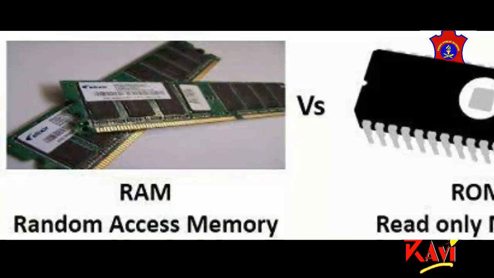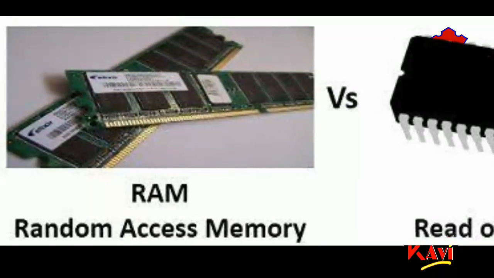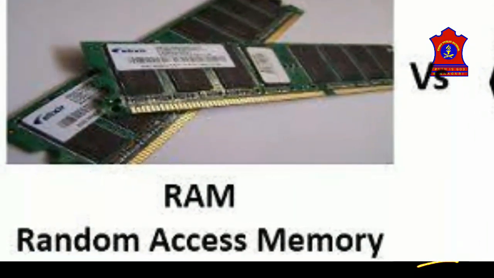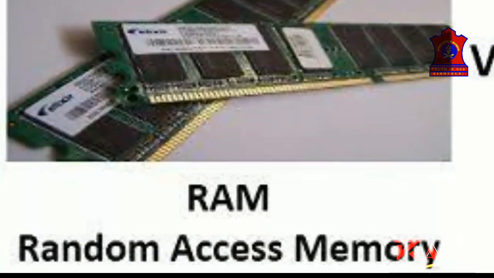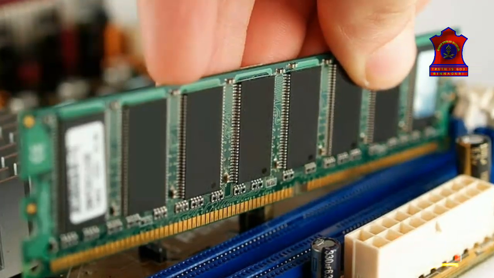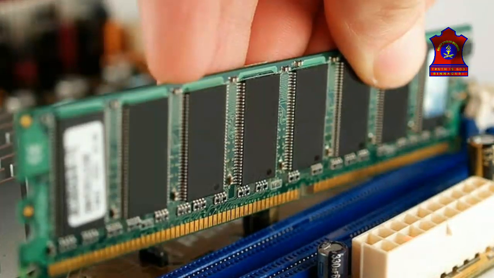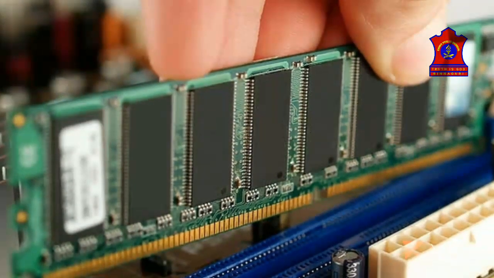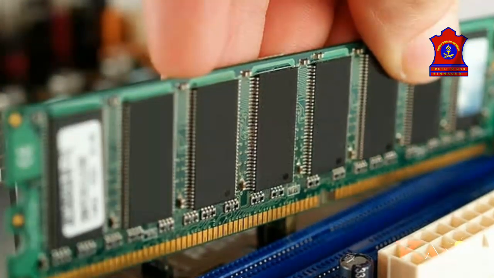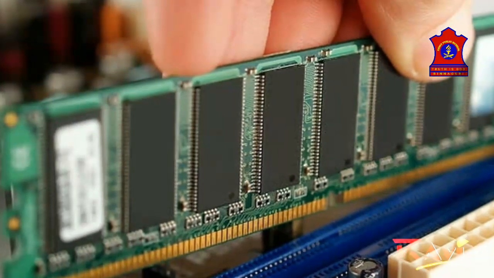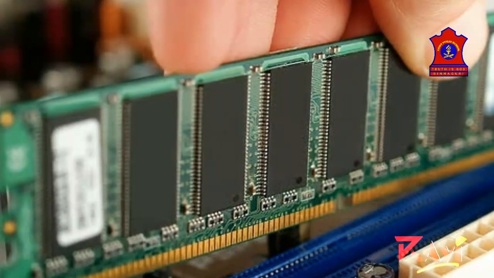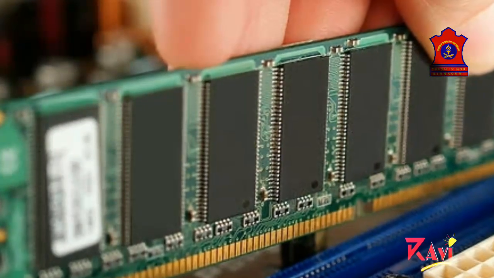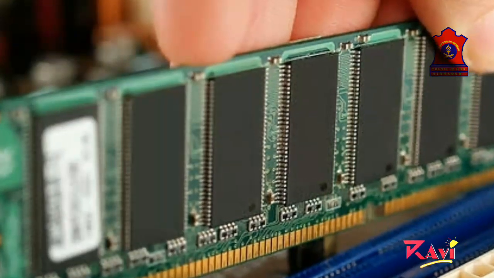Now let's learn about RAM. RAM is the random access memory. It is a temporary storage that can be read from or written into by the user. It is a volatile memory. Every location can be accessed independently. Access time for every location is constant and independent of its position.